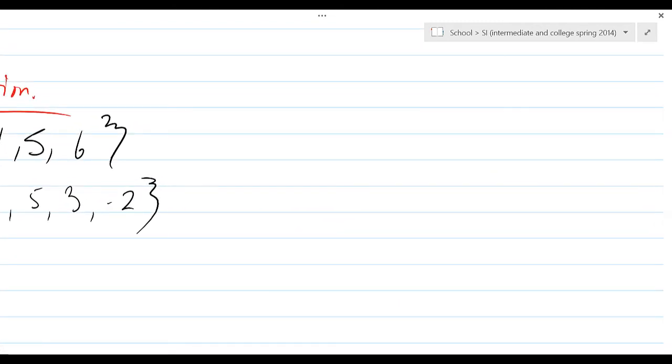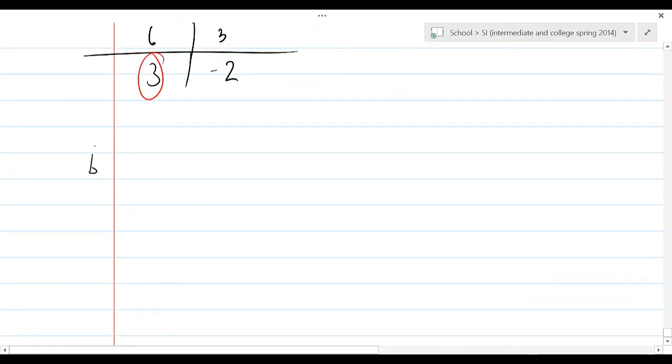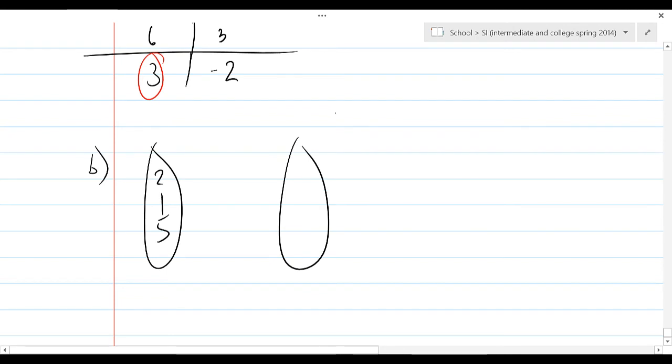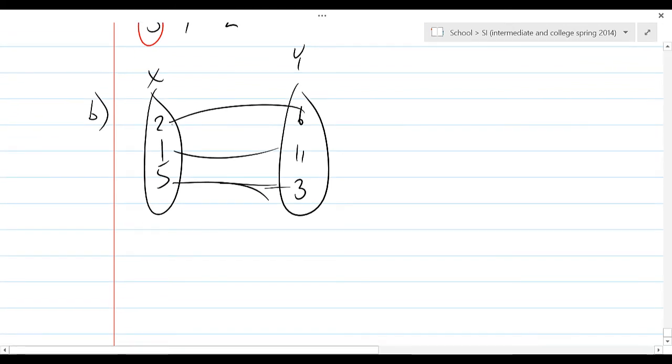Let's look at part B. We've got 2 little bubbles, and it says 2, 1, 5. And then we've got another bubble that says 6, 11, 3. And they connect in this manner. I guess that should connect, huh? Okay. So we assume that the first bubble is x values and the second bubble is y values. I see that this 2 does not correspond to more than one y value. So it is a function. Yes. If this 2 were to sprout off to both, then it would not be.